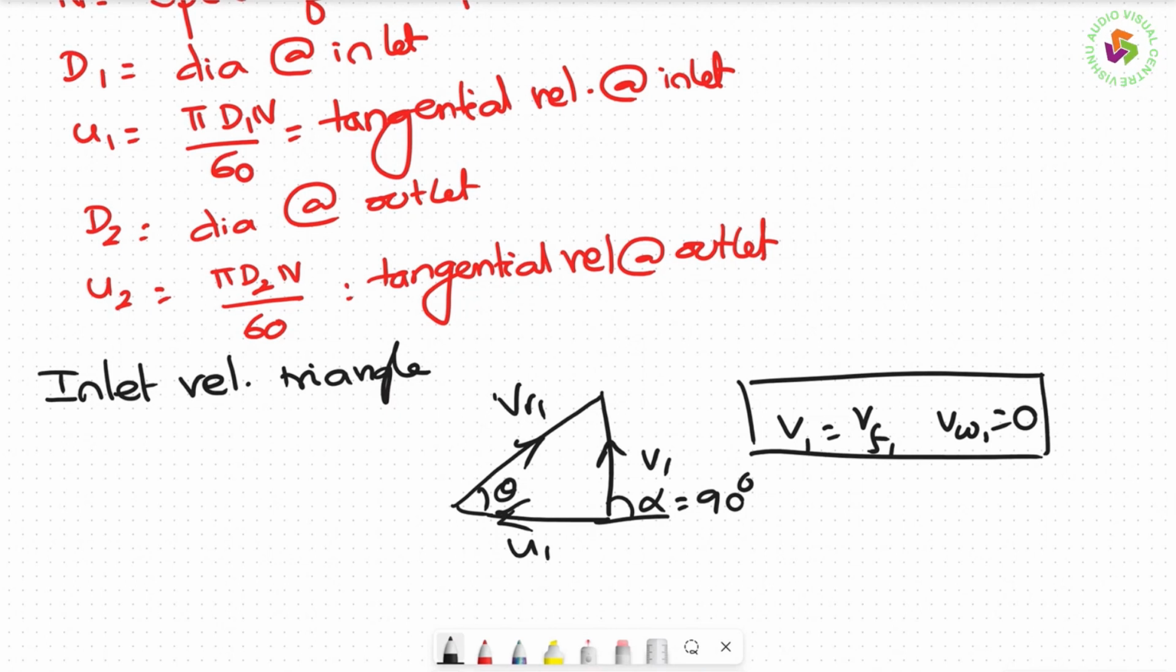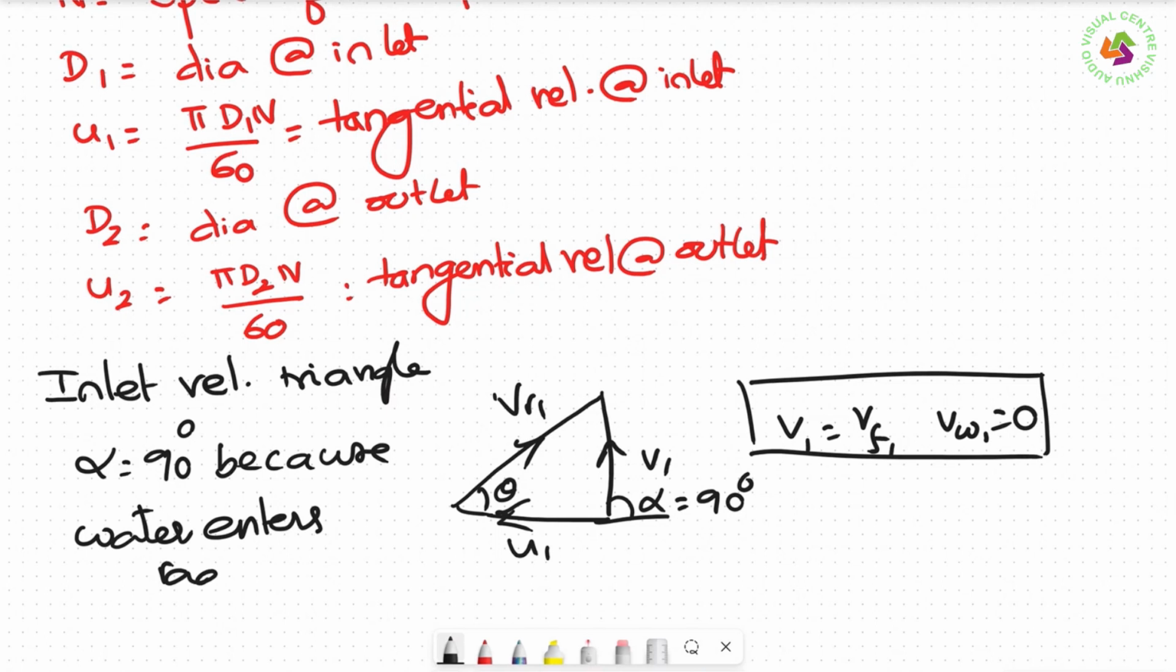So are there any doubts regarding this? V1 is the absolute velocity. Vr1 is the relative velocity. U is the tangential velocity. Alpha is the angle made by the absolute velocity with U, and theta is the angle made by the relative velocity with U. Alpha is equal to 90 because water enters radially. This is the first thing.